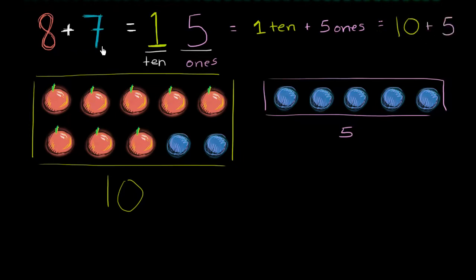So 8 plus 7 is 15. That was the whole point of this video. But we also want to think about what these numbers represent. 15 literally represents 1 ten plus 5 ones, or 10 plus 5.